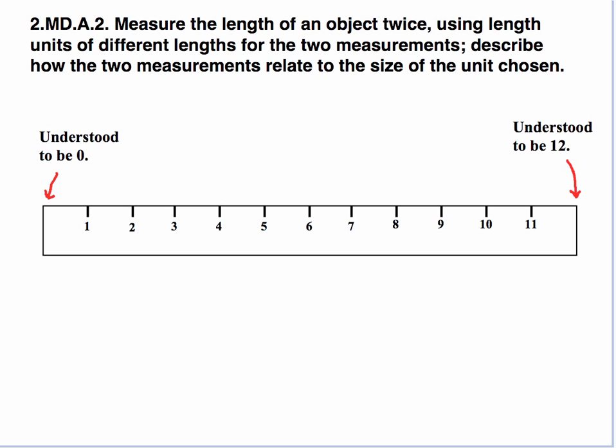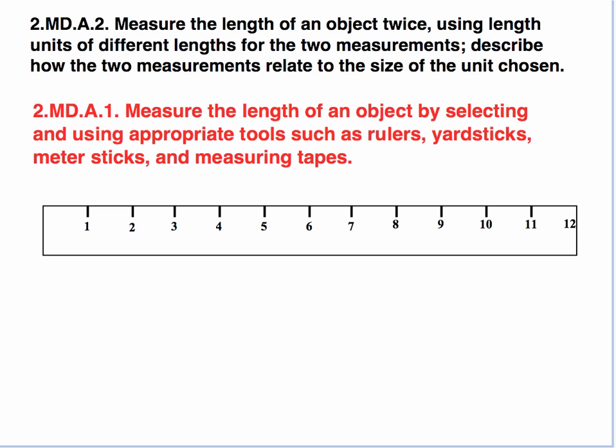Be careful with the beginning and the end. You may not have enough room to actually write the numbers, but students need to make sure that they understand that at the beginning that's understood to be 0, and at the end that's understood to be a 12, although typically you will see the 12 there marked at the end. Okay, so we have our homemade rulers.